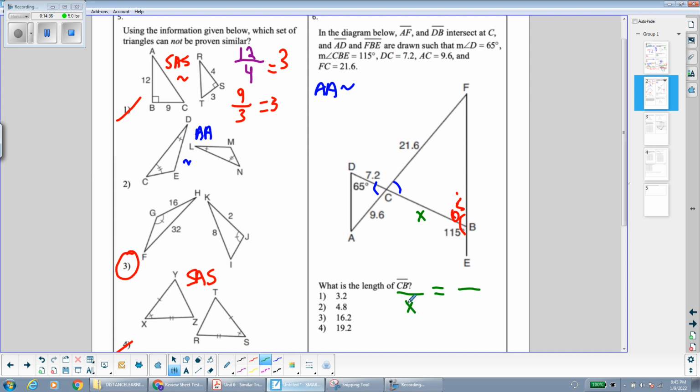So I'll put that in the denominator because I like to set up my proportions with side from small triangle over side from big triangle. Once again, that's not the only way to set up proportions, but I just like to be consistent and do it the same way every time, and this is the way I like to do it. So let's check out what side of the small triangle corresponds to CB.